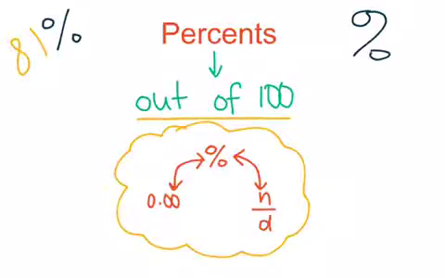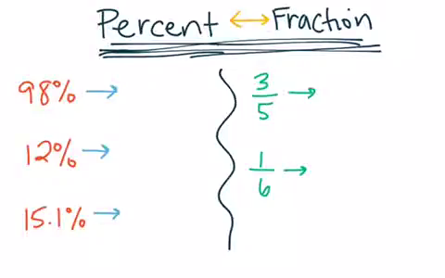Or if we talk about 12.2%, we're talking about 12.2 out of 100. So for every 100, it would be 12.2. So let's take a look at converting between or changing between a percent and a fraction.